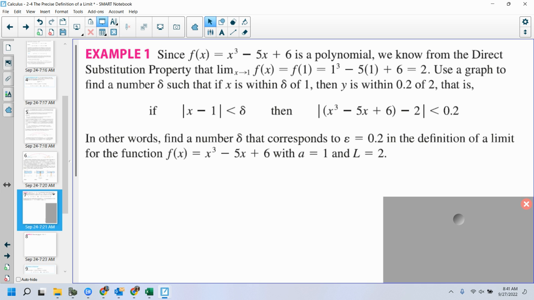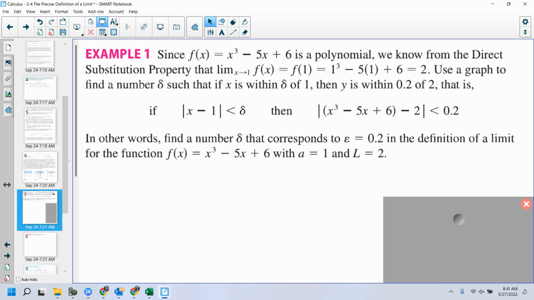All right, so this is the example that we started in on yesterday. We consider f of x being equal to x to the third minus 5x plus 6. And because it is a polynomial, we're very good at running the limit of a polynomial, because all you need to do is just plug it in. So if I know the limit as x goes to 1 of f of x is going to be 2, how close do we need to get to 2?